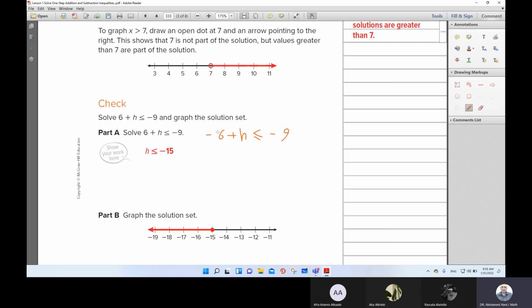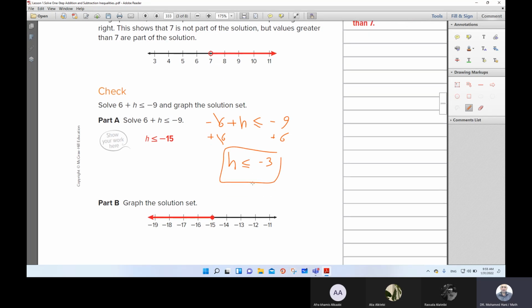What is the constant here? -6. How to remove the constant? Add the inverse. What is the inverse of -6? +6. So +6 here, +6 here. -6 plus 6 will be 0, remains here h less than or equal. -9 plus 6 will be -3. This is the solution of this inequality.